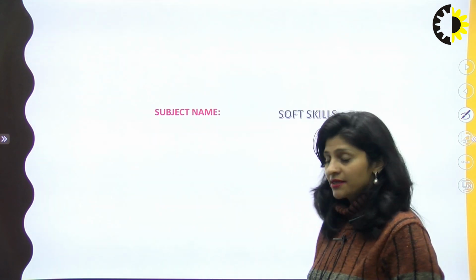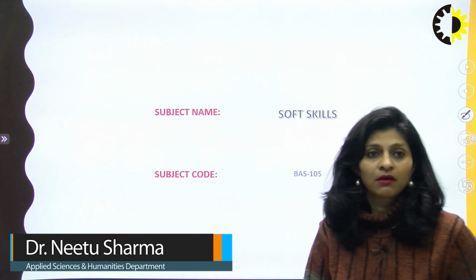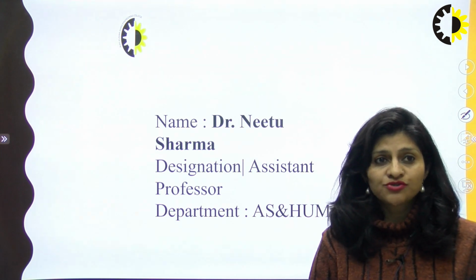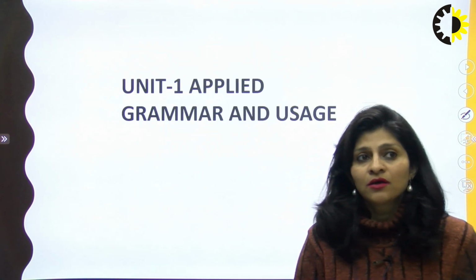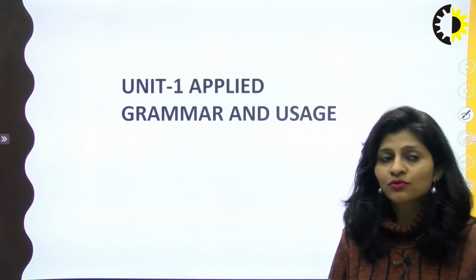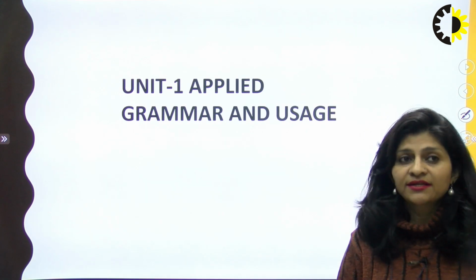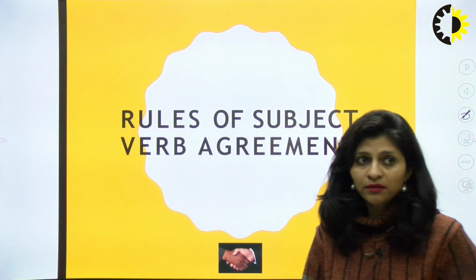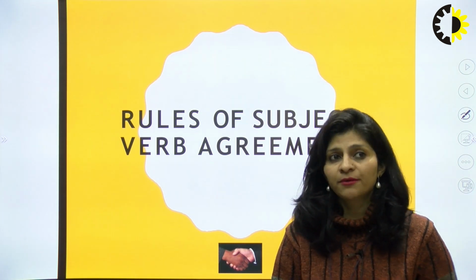Subject name: Soft Skills. Subject code: BS105. My name is Dr. Neetu Sharma from Applied Sciences and Humanities. Today I am going to cover Unit 1 of this subject, that is Applied Grammar and Usage. In Unit 1, I am going to present the topic Rules of Subject Verb Agreement.